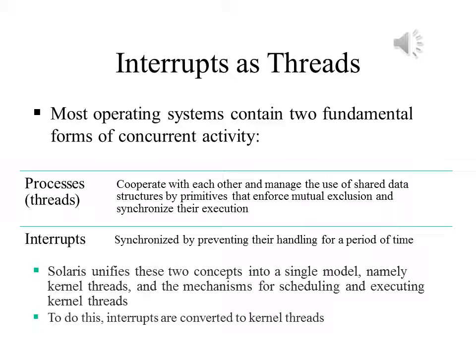Most operating systems contain two fundamental forms of concurrent activity: processes and interrupts. Processes, or threads, cooperate with each other and manage the use of shared data structures by means of a variety of primitives that enforce mutual exclusion and that synchronize their execution. Mutual exclusion is defined as allowing only one process at a time to execute certain code or access certain data. Interrupts are synchronized by preventing their handling for a certain period of time.